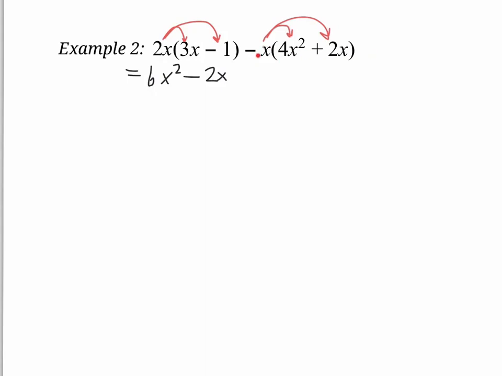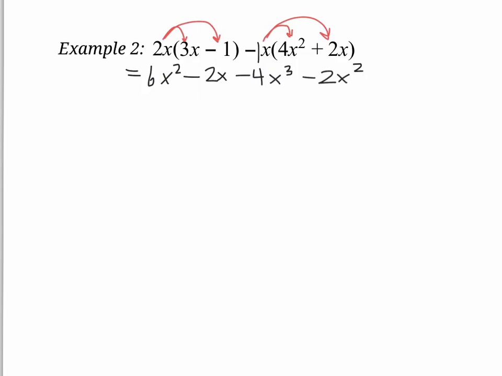So here we go. Negative x times 4x squared. So think about this as negative 1x. If it's messing you up to not have the 1 there, put the 1 there. So we got negative 1 times 4. Negative 1 times 4 is just negative 4. And then x times x is going to be x to the exponent cubed. Then we've got negative 1x times positive 2 is going to be negative 2. X times x is x squared.